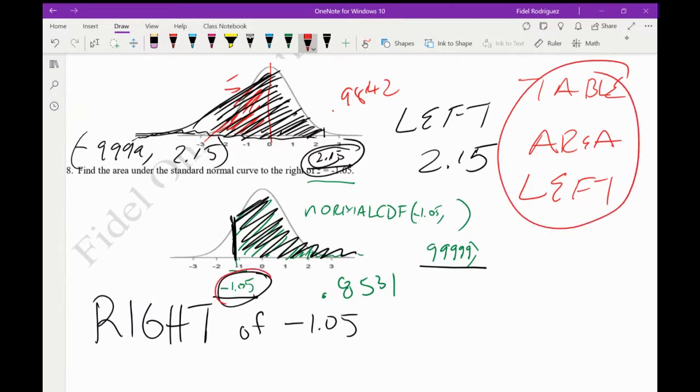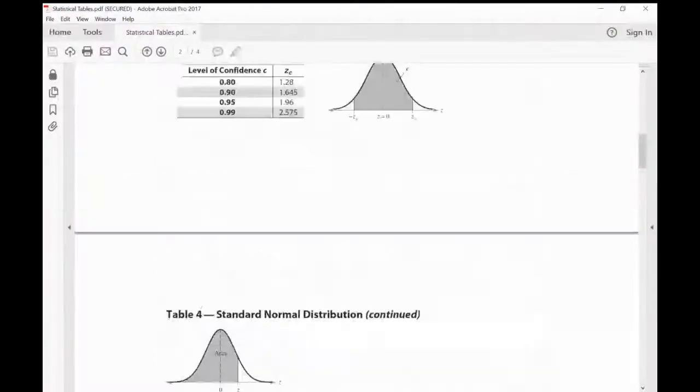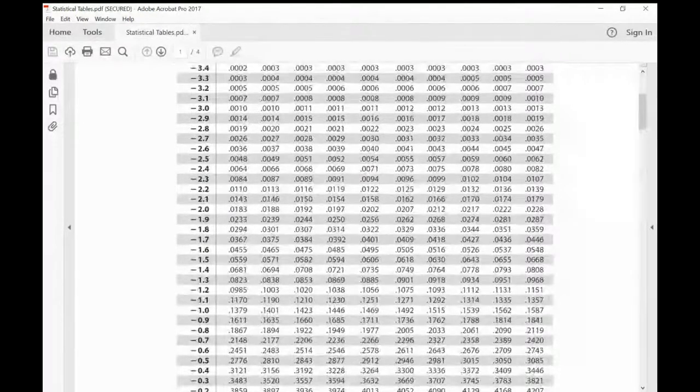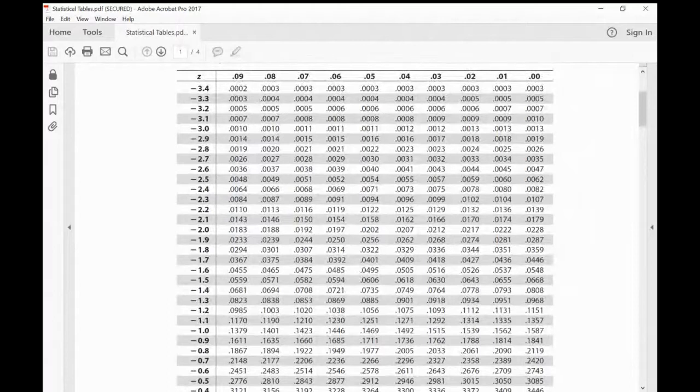So if I were to come back and use my table and go to the negative 1.05, let me stop sharing this. Let me come back to the table one more time. Where's my table? It's right here. Okay, and we said it was negative 1.05, so I'm going to keep scrolling. Here we go. So negative 1.05 is this number right here, and that number is 0.1469. So I'm going to stop sharing this here, right? And I'm going to come back to my notes.